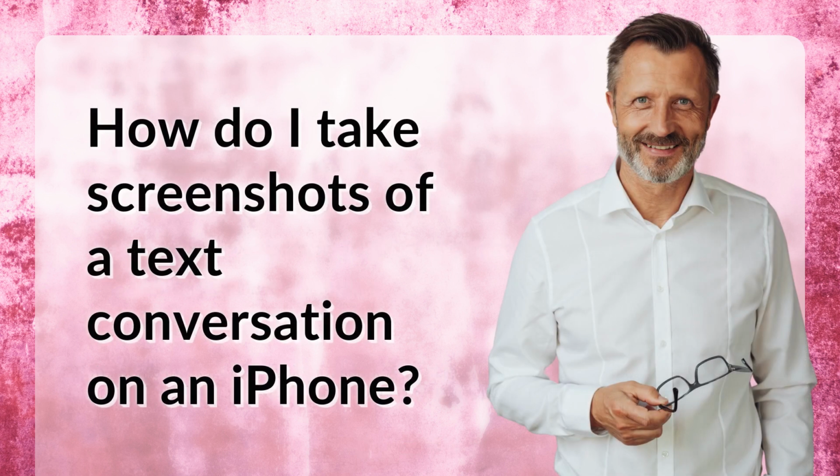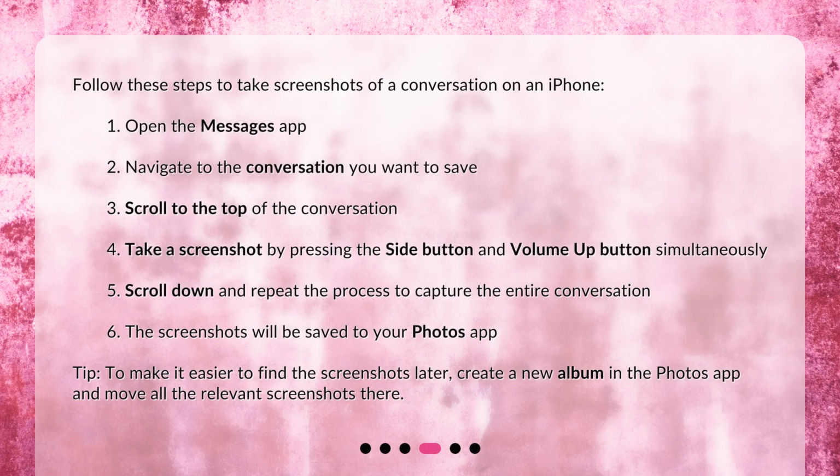How do I take screenshots of a text conversation on an iPhone? Follow these steps to take screenshots of a conversation on an iPhone. 1. Open the Messages app. 2. Navigate to the conversation you want to save. 3. Scroll to the top of the conversation. 4. Take a screenshot by pressing the side button and volume up button simultaneously.